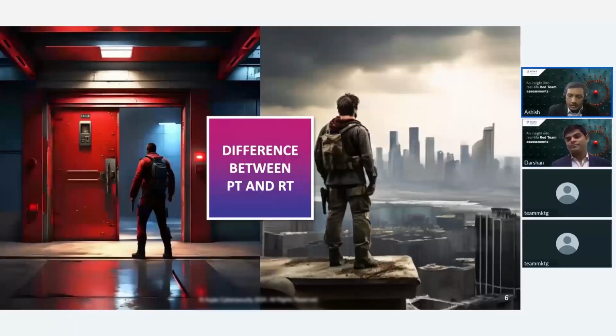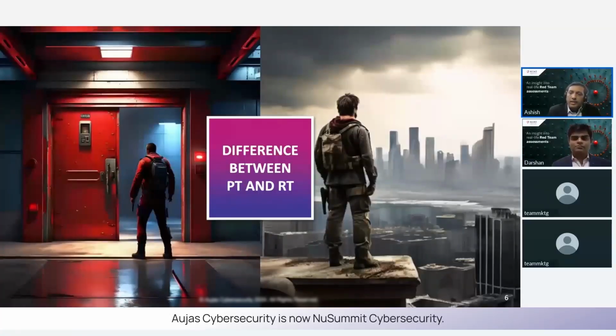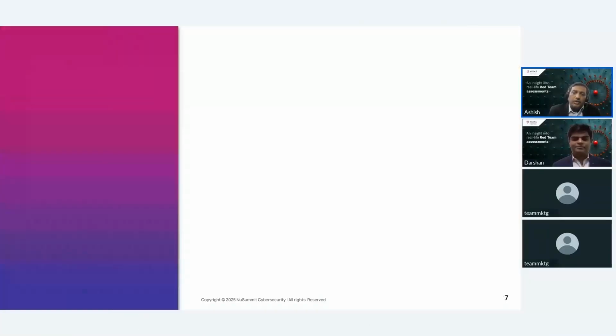Yeah, well said, Darshan. Though we largely understand the difference between a PT and RT, let us understand red teaming in more detail. The reason is this particular term is still very ambiguous in nature. So when we talk about red teaming, what is red teaming?